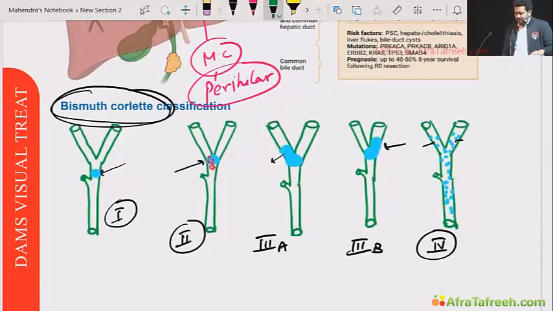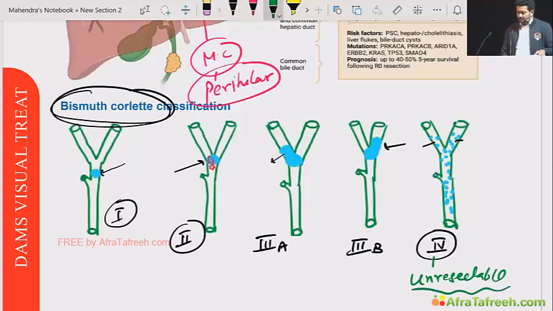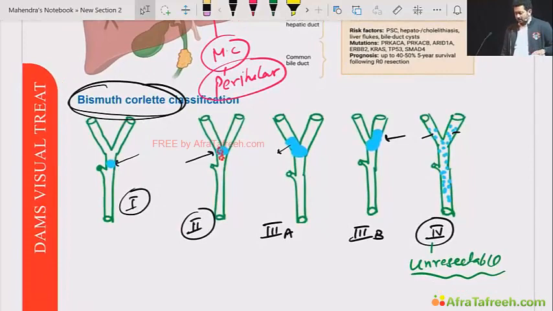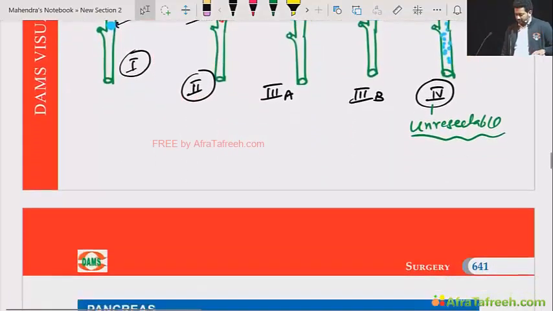And surgery is possible in all of these except type 4. Type 4 is unresectable. Okay, so this is the Bismuth-Corlett classification of cholangiocarcinoma.